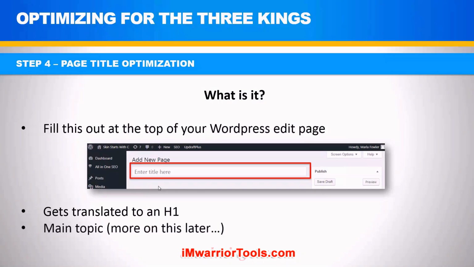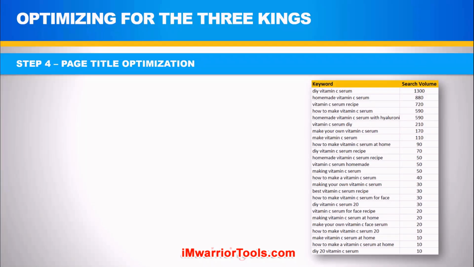Basically, the H1 represents the main topic of your page. So what is this page about? It's definitely about how to make vitamin C serum, DIY, make it at your home. So this is my main topic, and I want to fill in the blank accordingly. All right, now how do we optimize our page title? How do we optimize that H1?